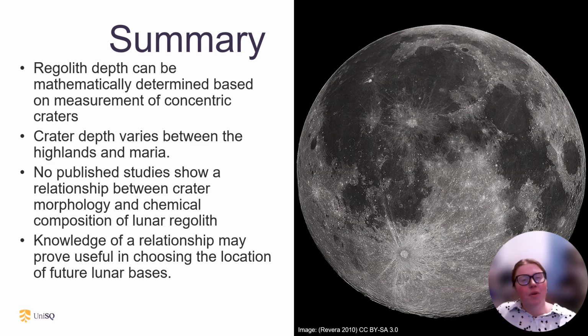To recap, we have asked the question, what relationship exists between crater morphology and regolith composition on the lunar surface? We now know that regolith depth can be mathematically determined based on the measurements of concentric craters. We know that crater depth varies between the lunar highlands and the lunar Maria. But there are currently no published studies showing a relationship between crater morphology and the chemical composition of lunar regolith.